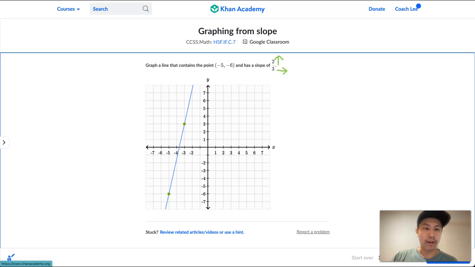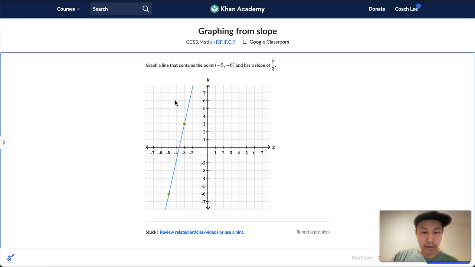Up 2, right 3. I'm going to get rid of my marker, and then let's move this point up 2, right 3. Right there. Okay, so established point, up 2, right 3, gets us there. And then it keeps going, up 2, right 3, and so on. Okay, should be consistent throughout the whole line. All right, let's do one more.